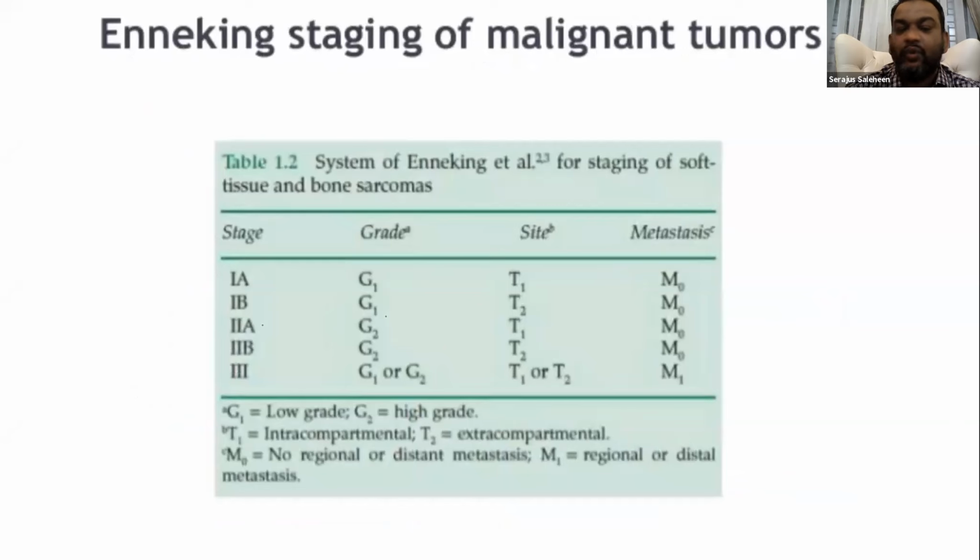All of you know 1A is the low grade intracompartmental, 1B is the low grade extracompartmental, 2A is the high grade intracompartmental, 2B is the high grade extracompartmental, and 3 is both high grade or low grade. It may be intracompartmental or extracompartmental, but there is a distant metastasis, is the stage 3 tumor.